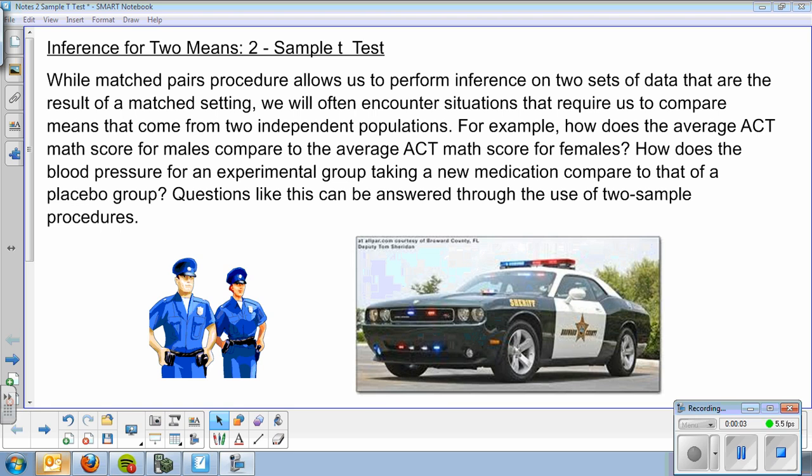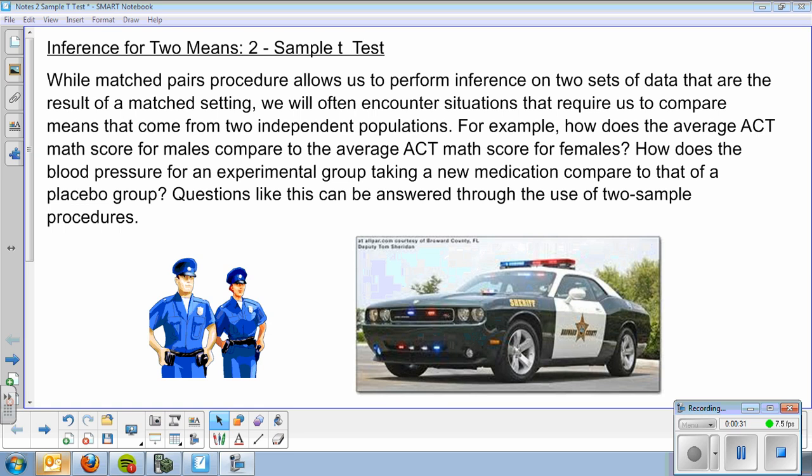This is a video for inference for two means, a two-sample t-test. Now in the last chapter we did mostly one-sample tests where you compare one sample to some population number, but a lot of times you're just going to compare two samples to each other, which is actually more common and a little bit easier statistically because you don't need to know anything about the populations. You just compare the two samples.